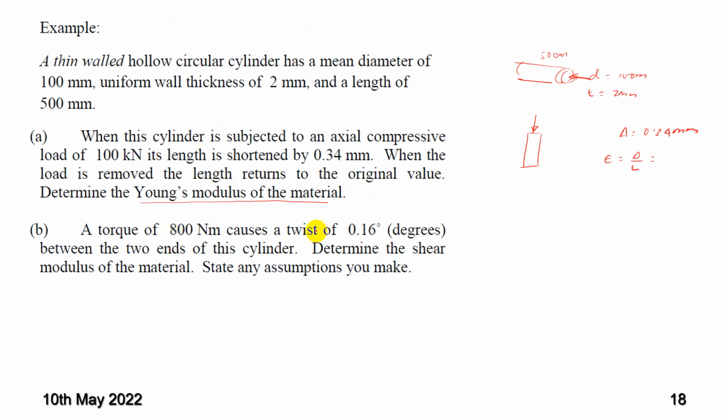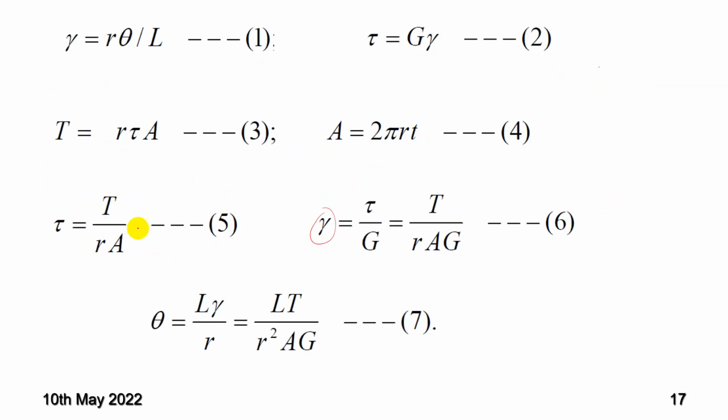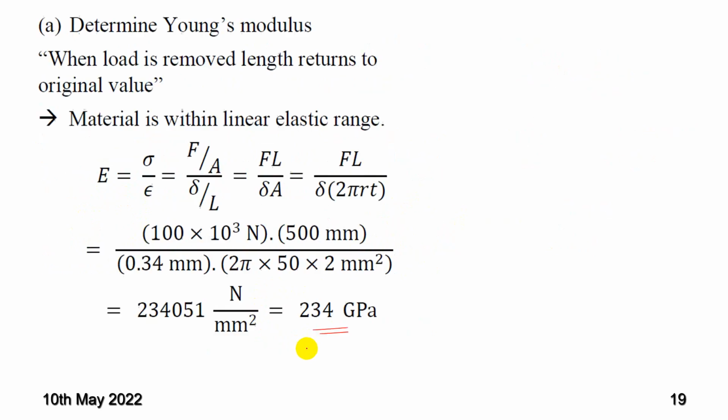Then a torque of 800 Newton meter causes a twist of 0.16 degrees. So theta is 0.16 degrees between the two ends of the cylinder. Now we need to find the shear modulus G. So G is shear stress over shear strain. Now we know the equations to find shear stress, and we know the equation to find shear strain, or we can use this equation as well.